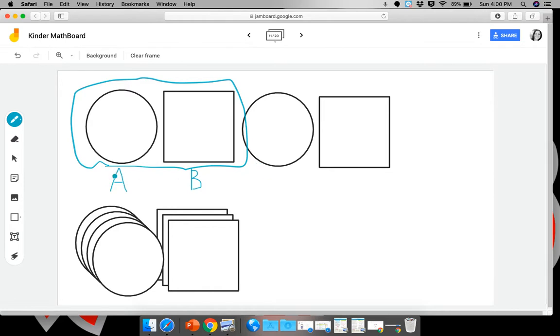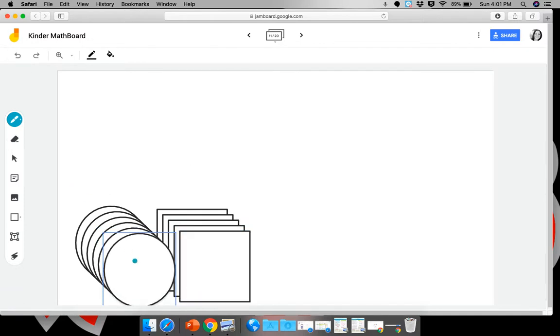Perfect. Let's keep labeling. A, B, A, B. The pattern is an A-B pattern with shapes. Circle, square, circle, square. Perfect. We're going to try another one. If you think you can come up with a good pattern idea, raise your hand.